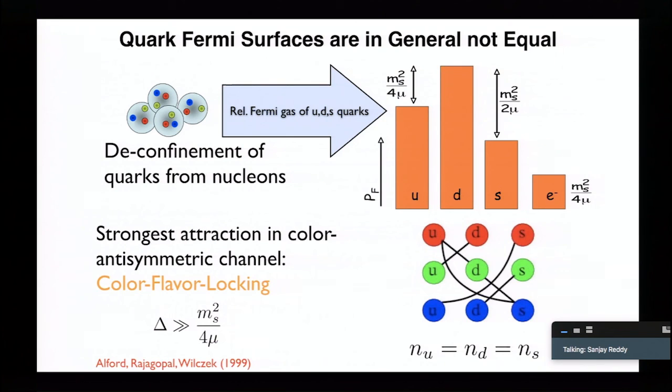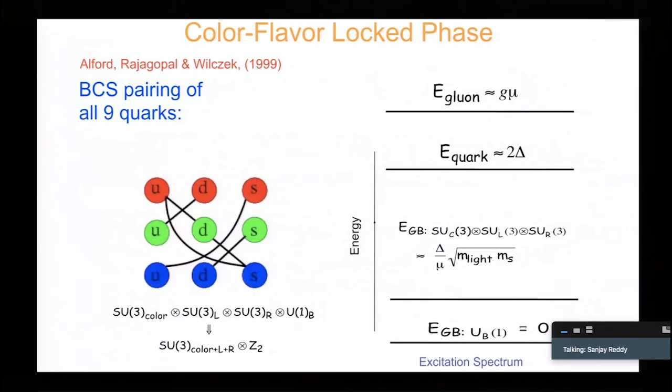Because you can gain energy by pairing, you end up having equal numbers of up, down, and strange quarks, and in that situation, you don't need any electrons. So that state of matter is called color flavor locked matter, because color and flavor are locked into forming Cooper pairs through these connections that are shown in this diagram. In this state of matter, what happens is very interesting. If quark matter appears and it appears in this state, what is the consequence?